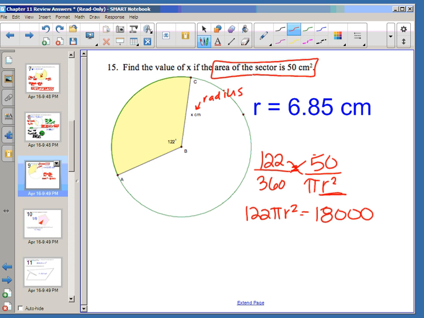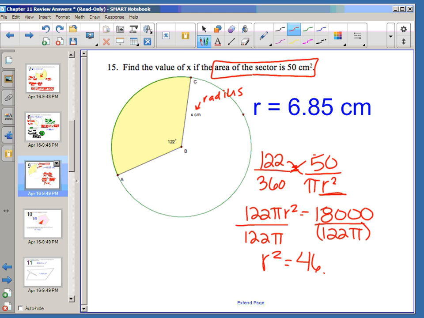Okay, and so to start solving for r, I'm going to divide by 122 pi. I get r squared equals, I believe it's 46 point something. Now be careful when you do this. If you're going to divide this all in one step, you need parentheses in your calculator. If not, you can do 18,000 divided by 122 and then divide it by pi after that.